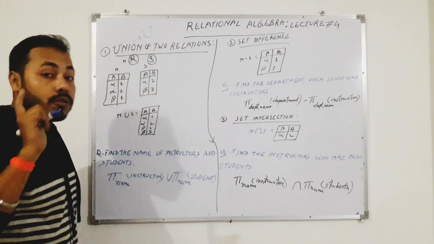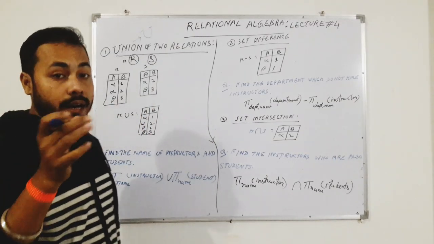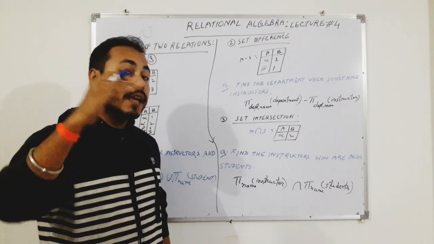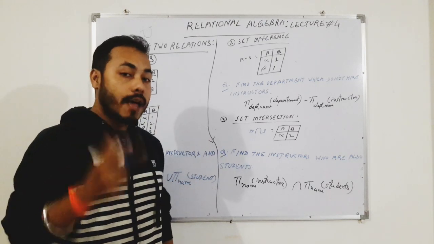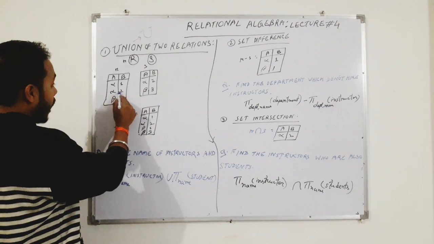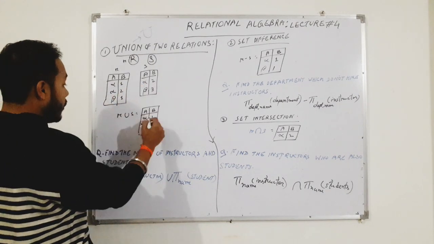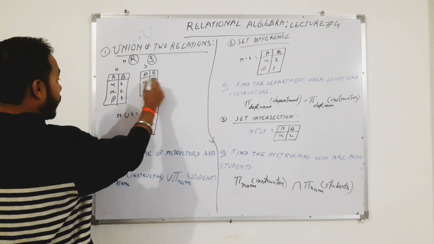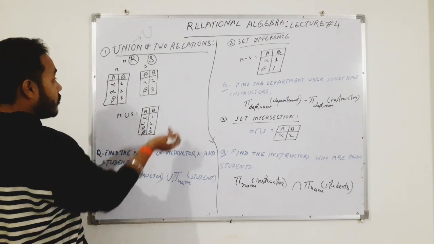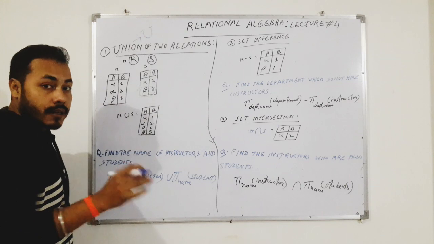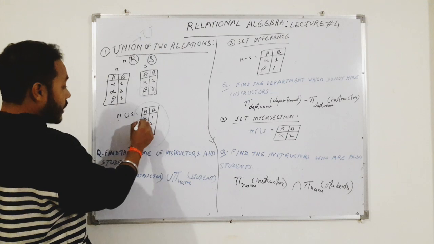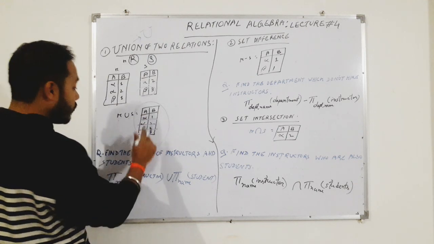Only one thing you have to notice: whatever tuples are common in both relations will appear just once, not twice. So alpha 1 will come here, alpha 2 will also come, beta 1 also comes. Alpha 2 you have seen is also present in S, so we have already covered it and don't need to write it twice. Now beta 3 is different, so beta 3 will come here. So this is our R union S: alpha 1, alpha 2, beta 1, beta 3.